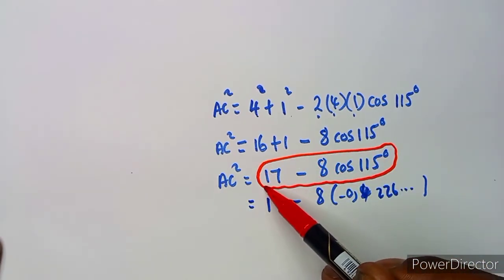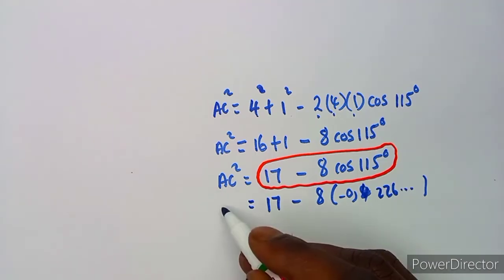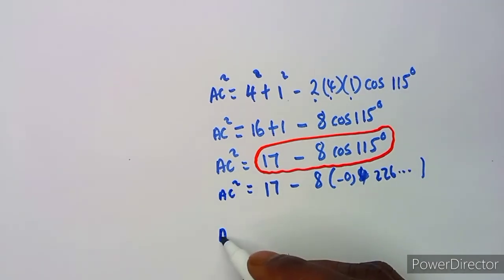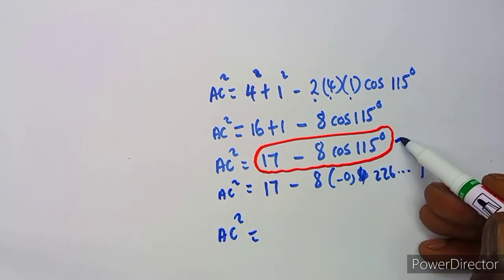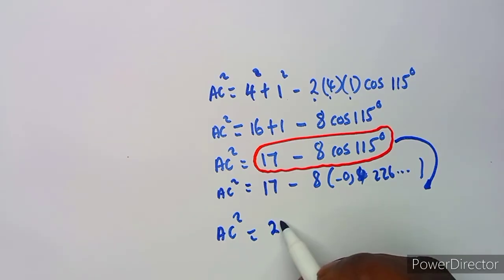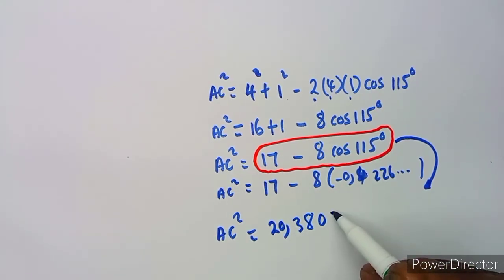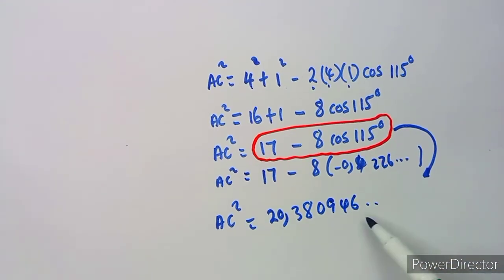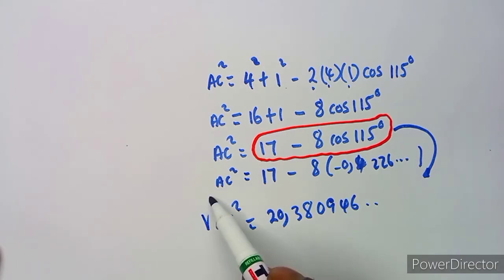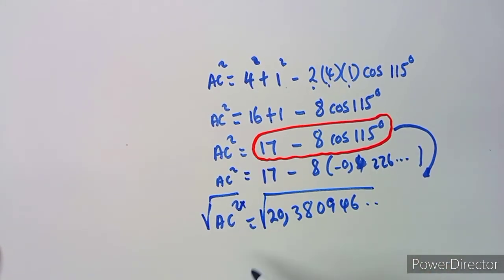I want you to use your calculator at that stage. Just use your calculator to evaluate that as it is. If you simplify this from your calculator, you are going to obtain something like 20.380946, something like that. So that's what you're going to have. And this is AC squared, and all we need is to find AC. So we have to introduce the square root both sides to remove this square.